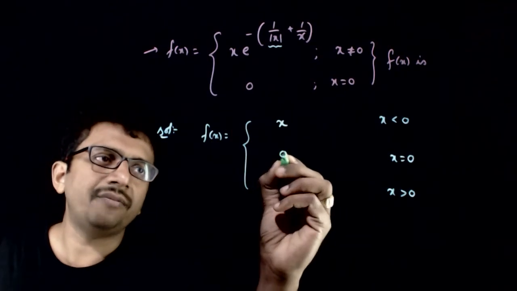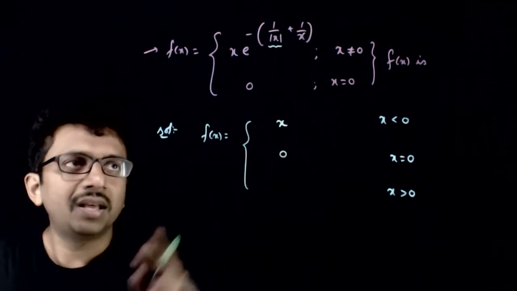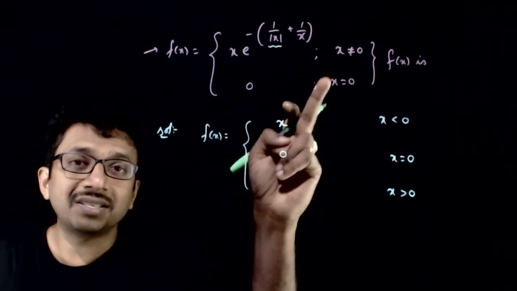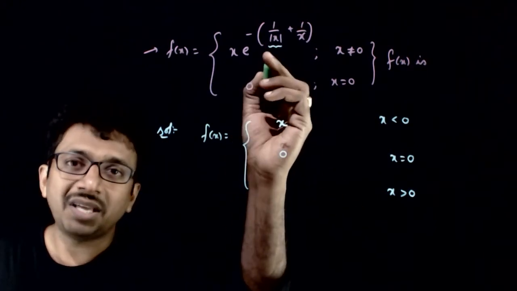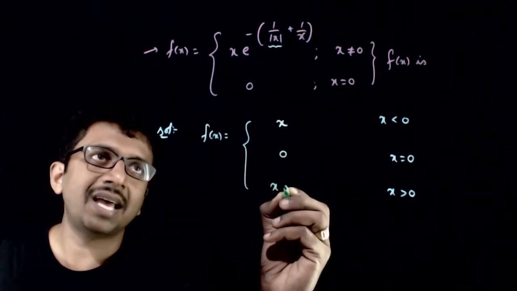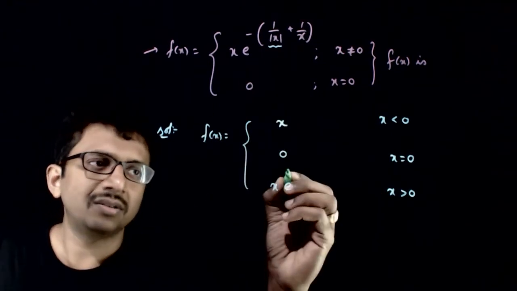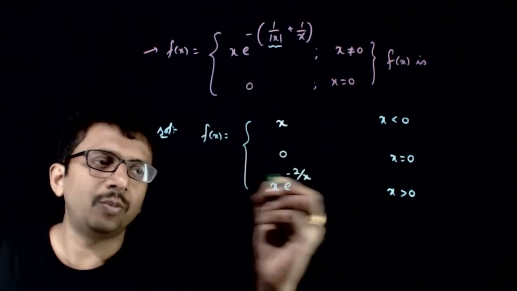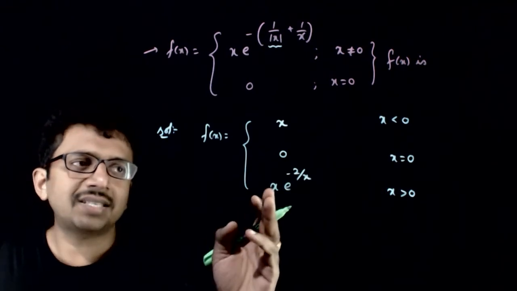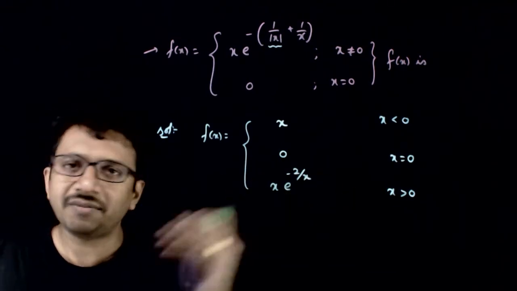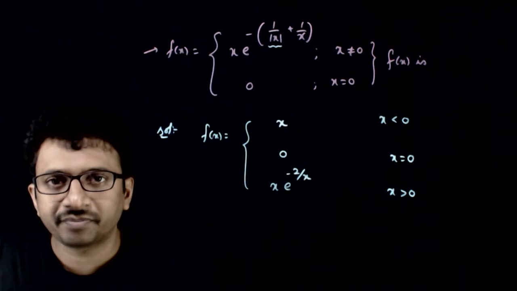Similarly, f of x is 0 if x is equal to 0. And what is the function if x is greater than 0? Mod x becomes equal to x. So you get x times e power 1 by x plus 1 by x, which is 2 by x. So you have x times e power minus 2 by x if x is greater than 0.